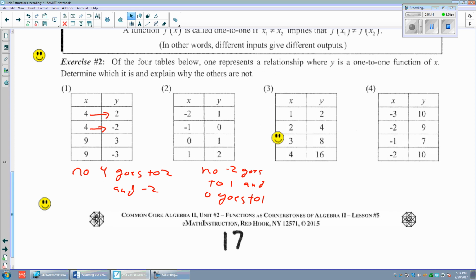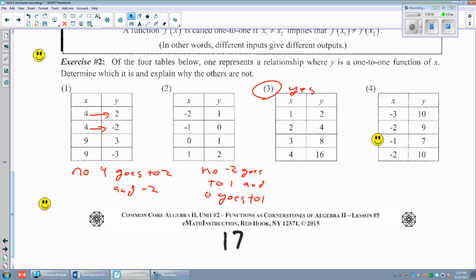1, 2, 3, 4, 2, 4, 8, 16. Of the 4 tables below, one represents a relationship where y is a one-to-one function. That would determine which is. Yes. Okay. And why the others are not.